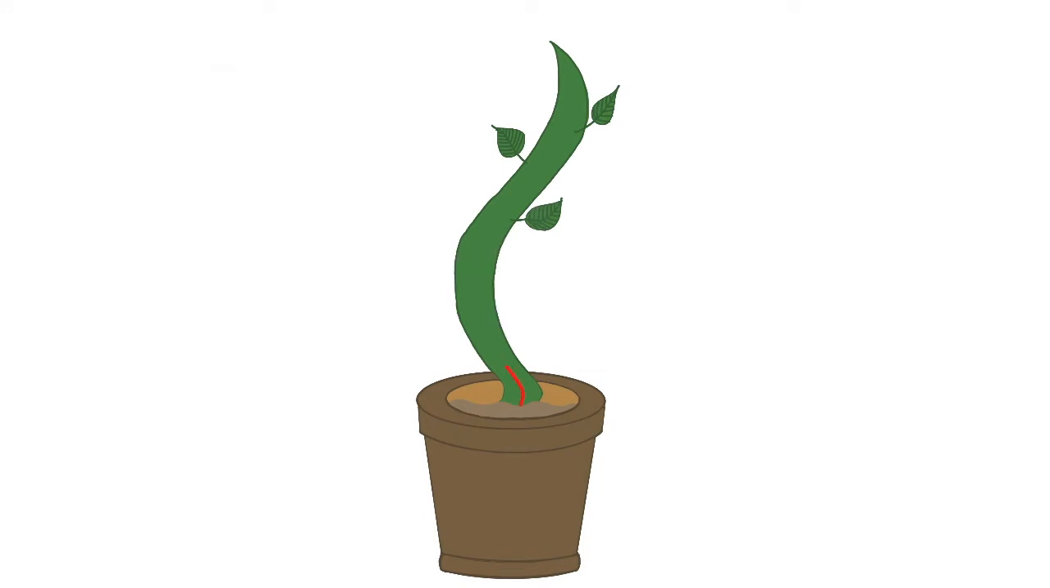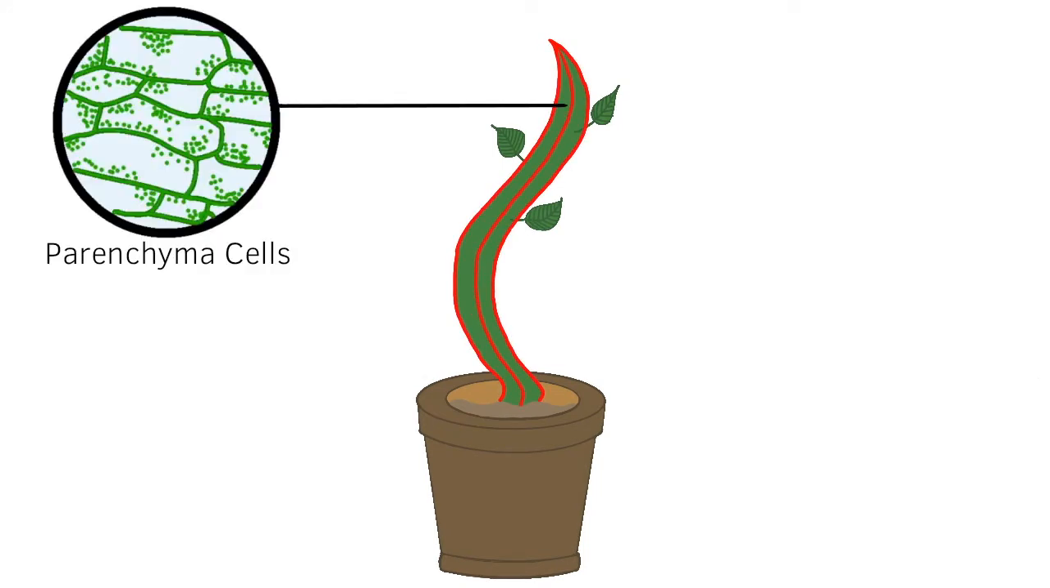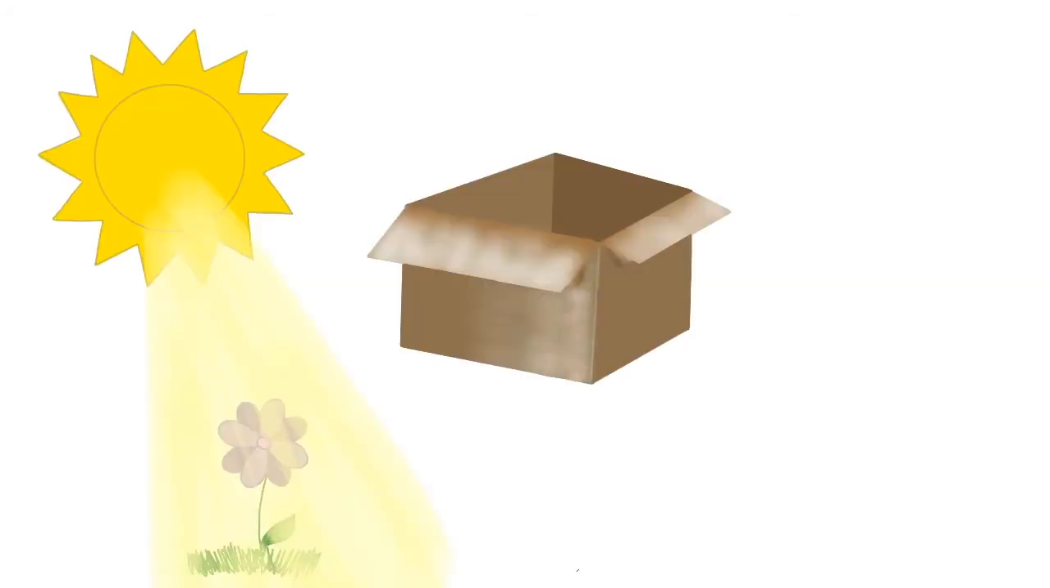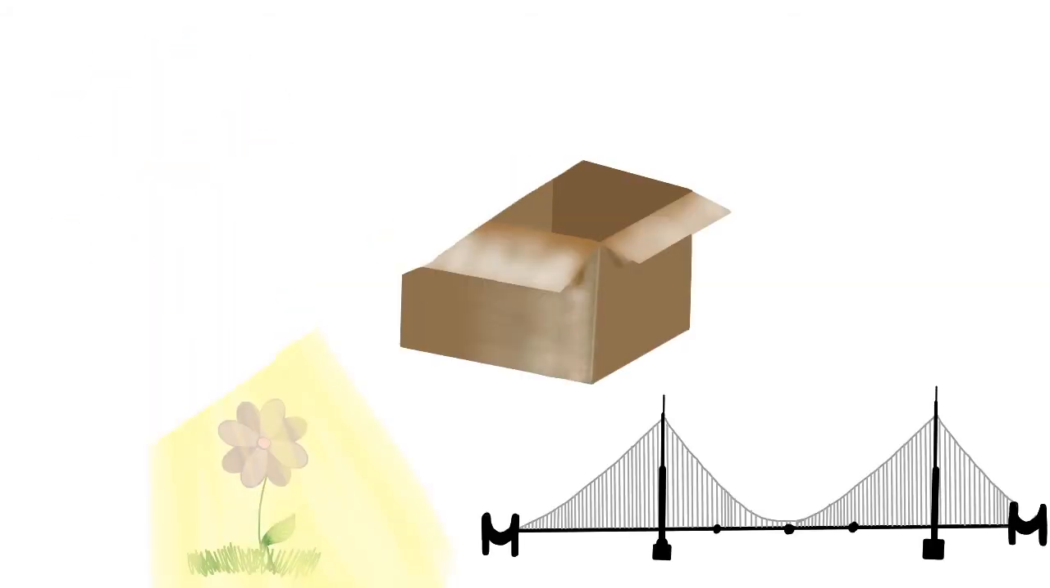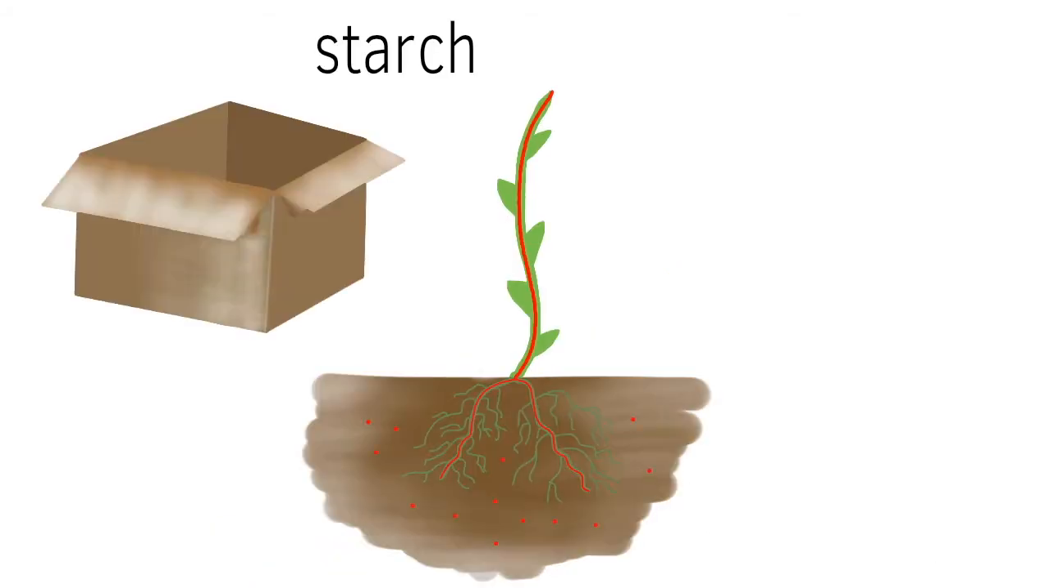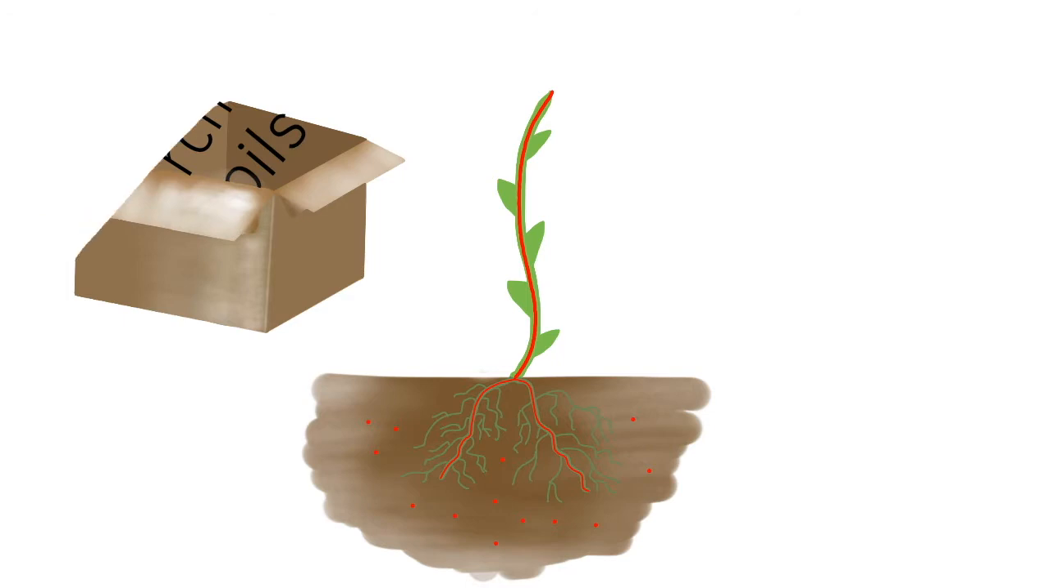Ground tissue forms most of the plant's internal and external material, and it contains parenchyma cells, collenchyma cells, and sclerenchyma cells. Ground tissues have a wide range of functions, including photosynthesis, storage, and support. In some stems, roots, and seeds, the cells of ground tissue store starch and oils.